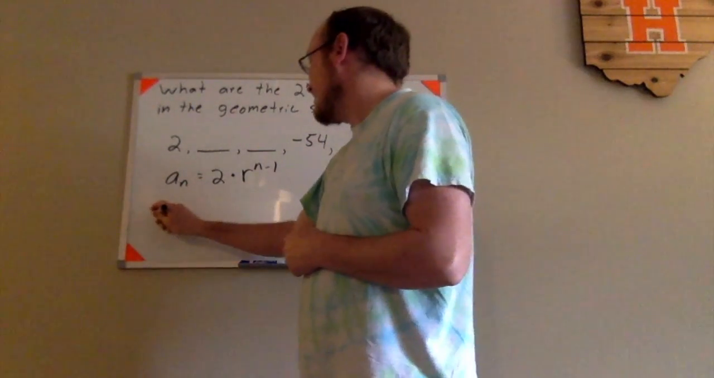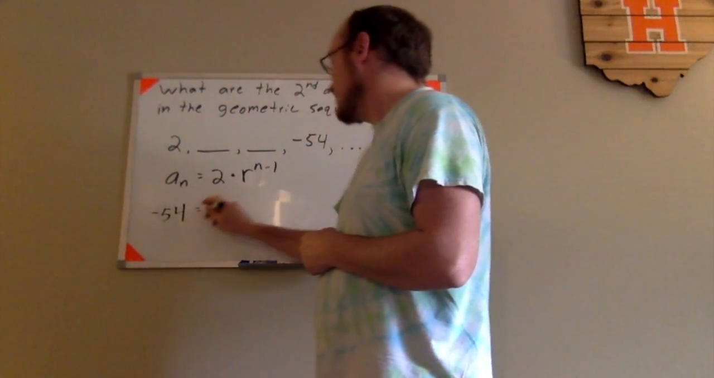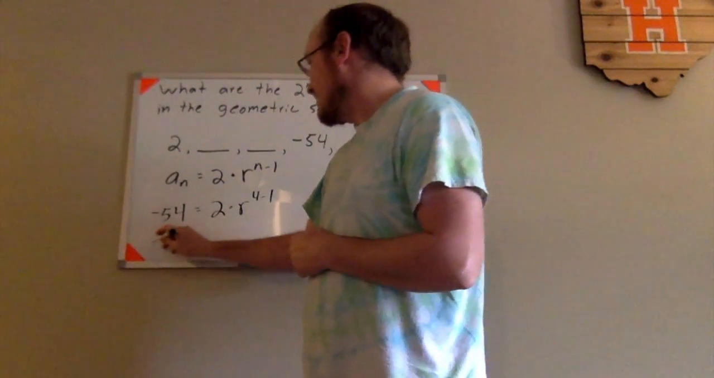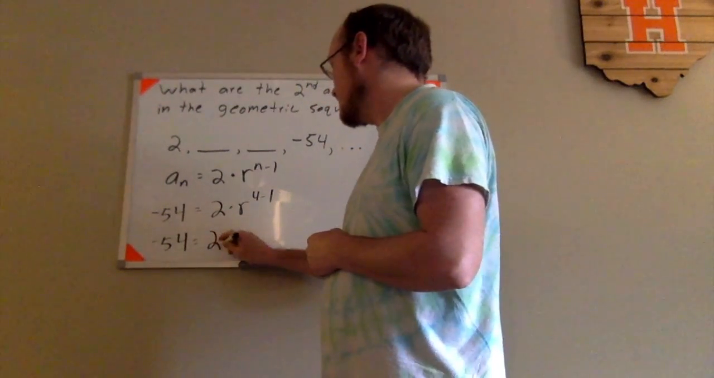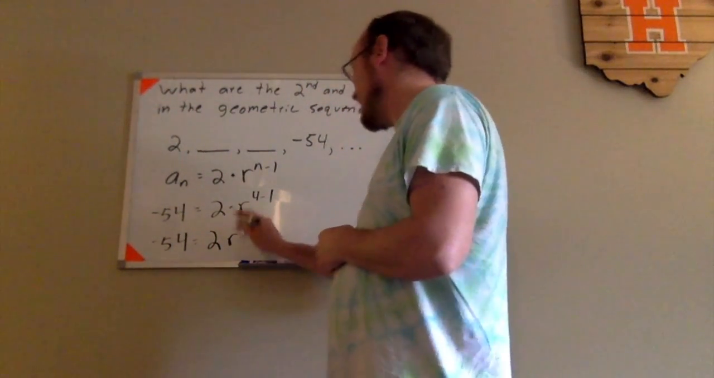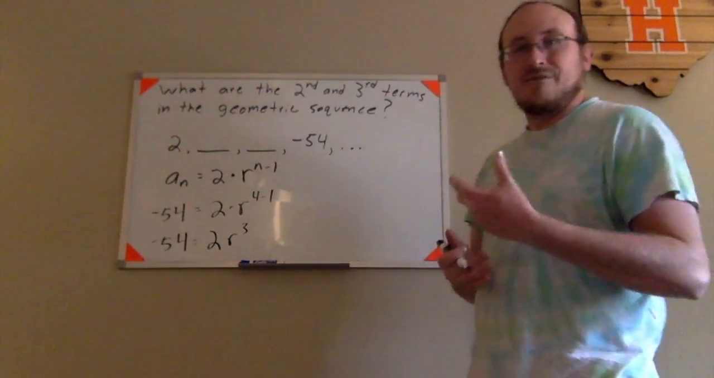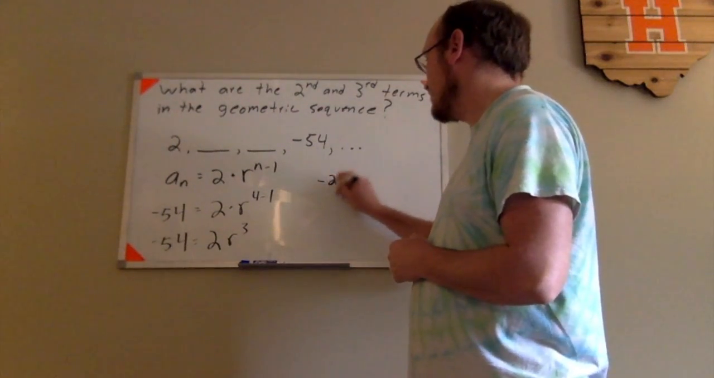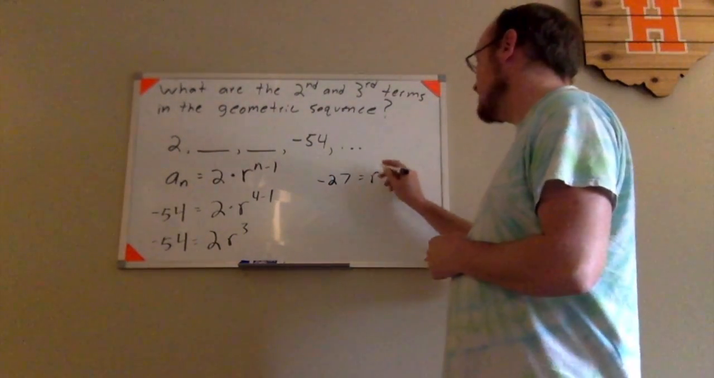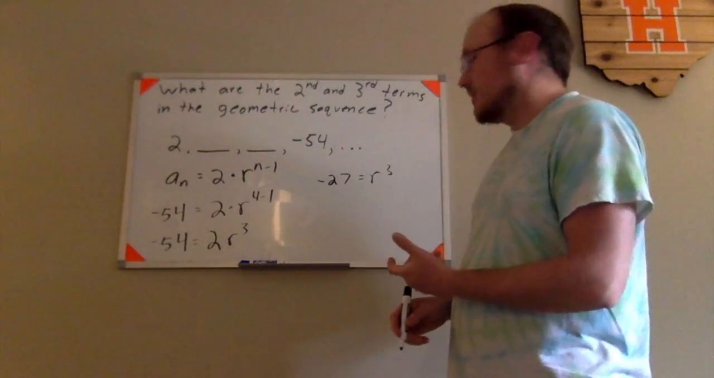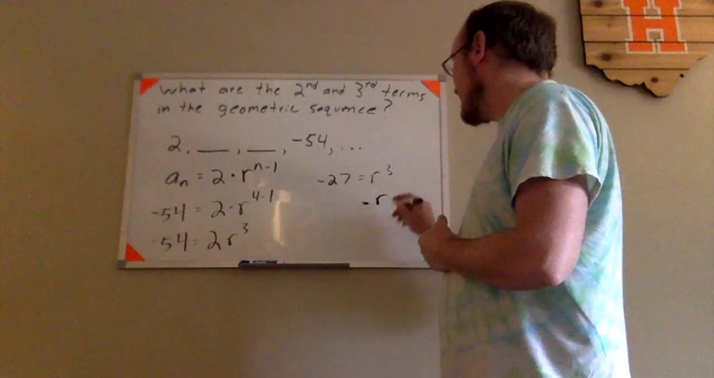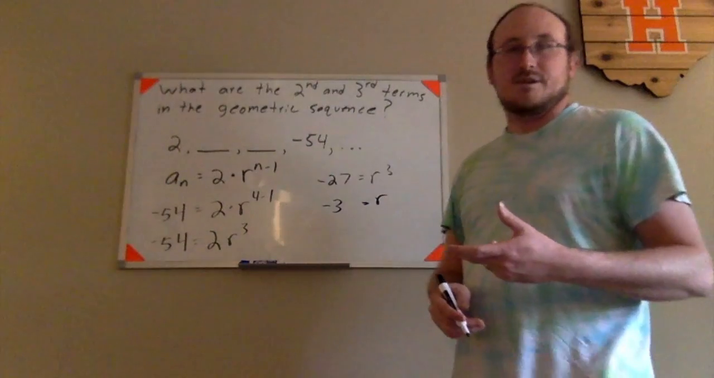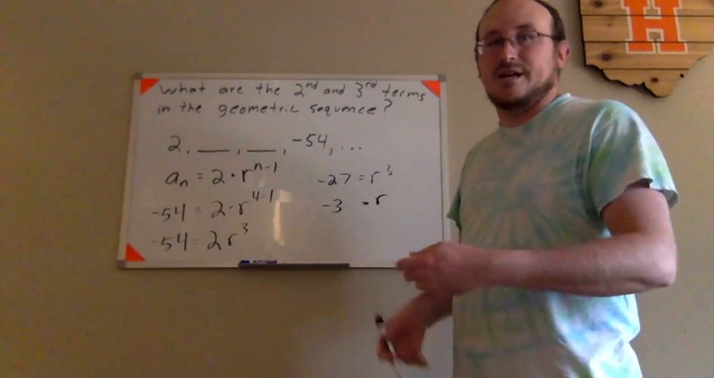So if I do that, if I have negative 54 equals 2 times r to the 4 minus 1, that leaves me with negative 54 is equal to 2r to the third power. If I want to go ahead and solve that for r, that requires 2 steps. I need to divide both sides by 2, and I'll have negative 27 is equal to r cubed. And then finally, I'll take the cube root of both sides to get r by itself. And the cube root of negative 27 is negative 3. Negative 3 times negative 3 is positive 9 times another negative 3 is negative 27.